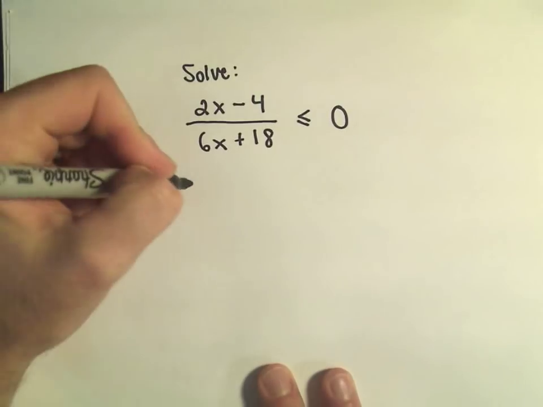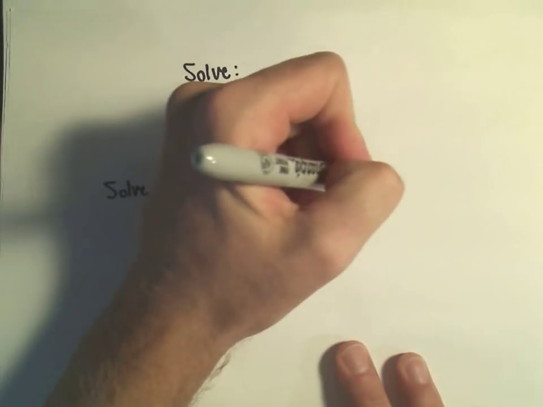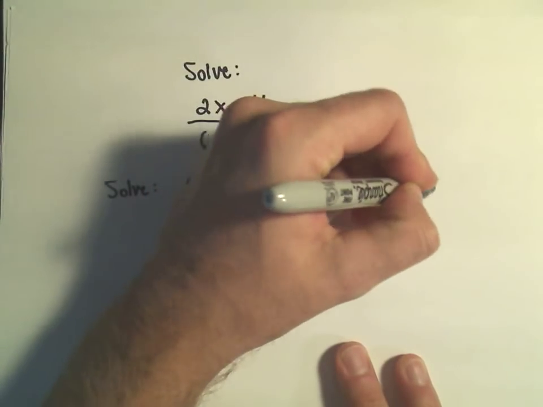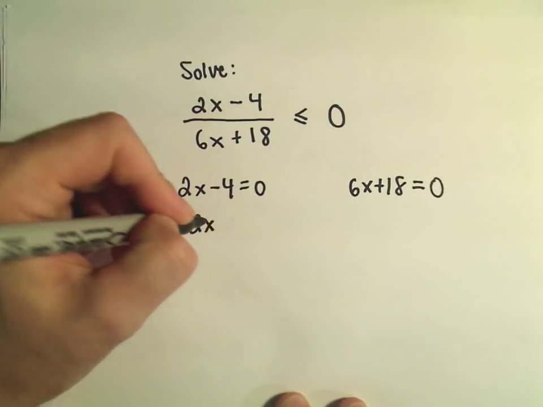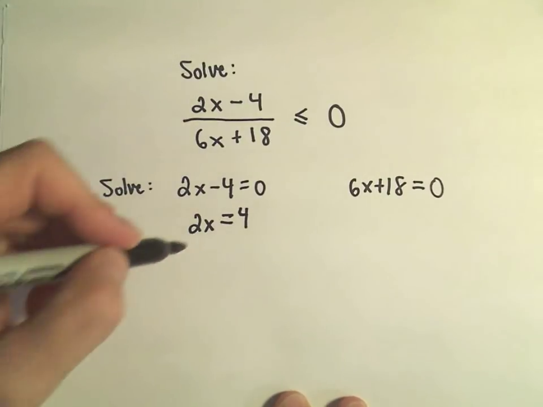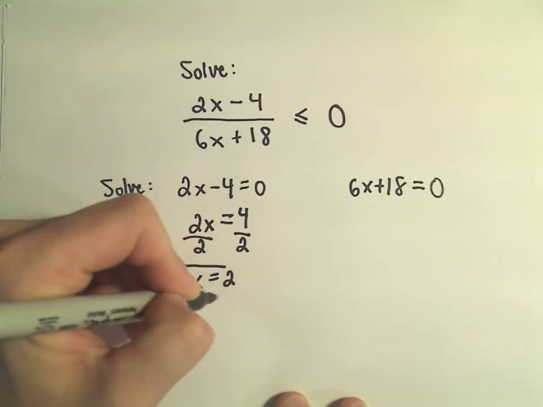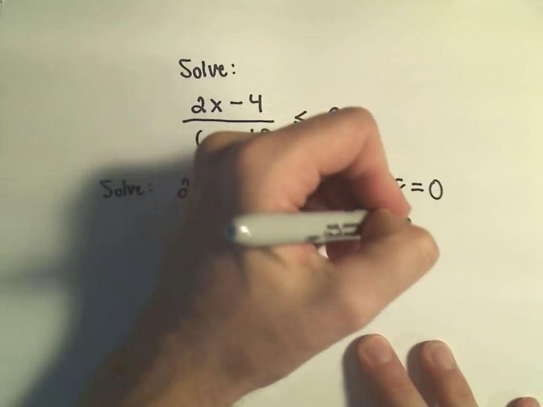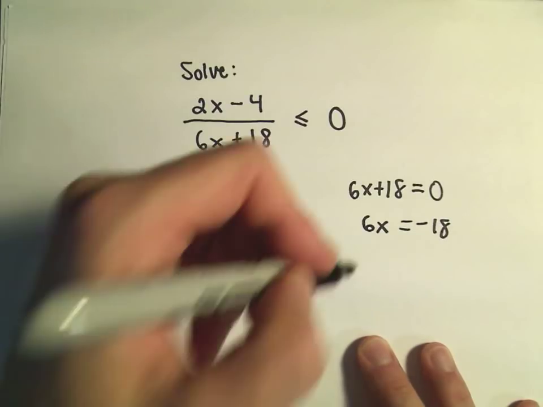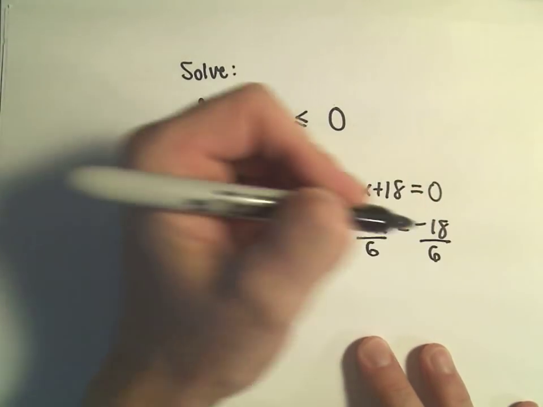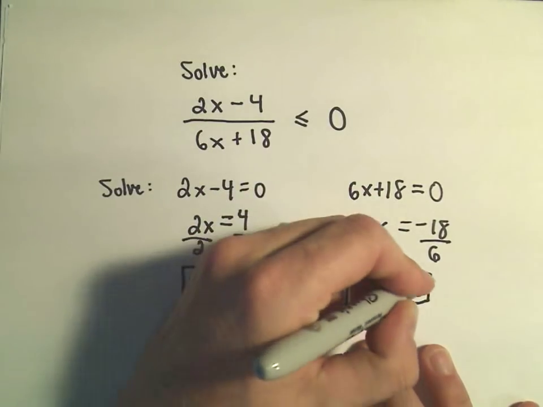Now we have to solve the two equations. 2x minus 4 equals 0. We also have to solve 6x plus 18 equals 0. Fortunately, these two equations are pretty manageable. I can add 4 to both sides and get 2x equals positive 4. Divide both sides by 2, and that gives x equals positive 2 as one of my solutions. For the other, I'll subtract 18, giving negative 18 on the right, with 6x on the left. If we divide both sides by 6, we simply get x equals negative 3.